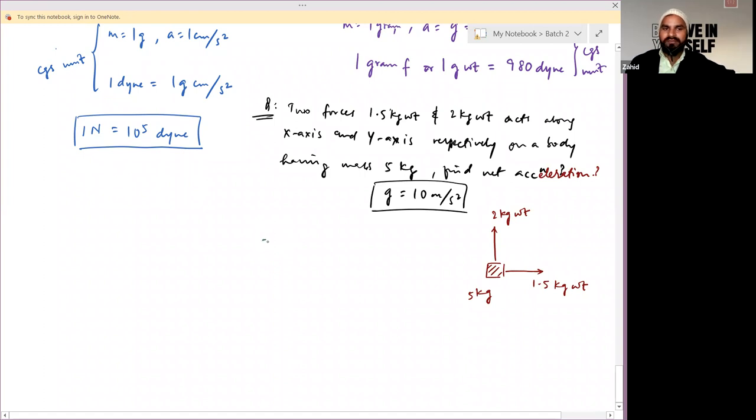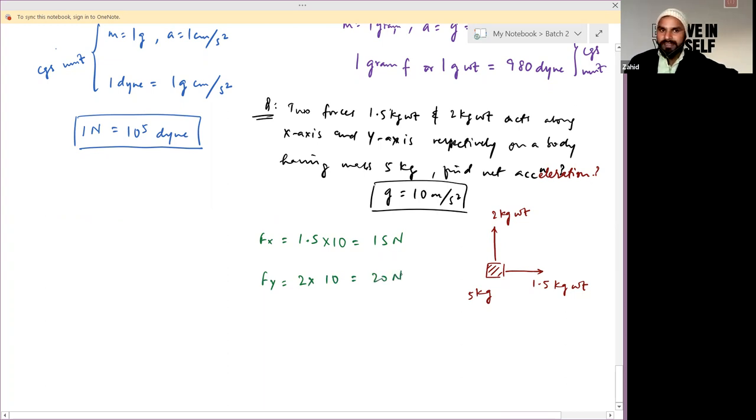In this part, we have Fx equals 1.8 kiloweight. So this will be in terms of gravitational unit. If you have to convert in terms of absolute unit, just multiply it by the value of gravity, so it will be multiplied by 10. So it will become 15 Newton. Similarly, Fy will be 2 kiloweight multiplied by 10, so it will be 20 Newton.